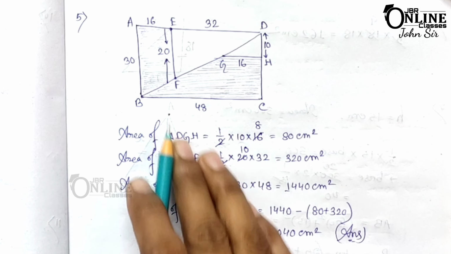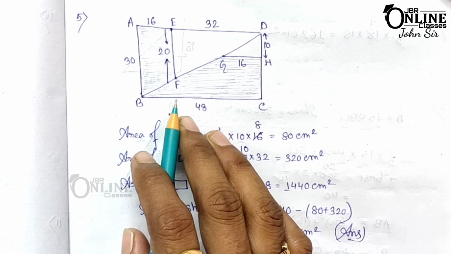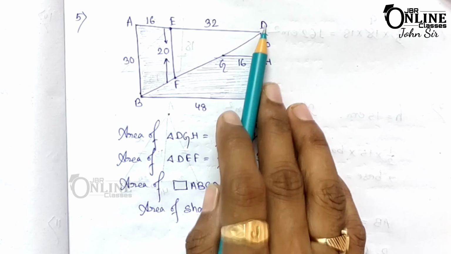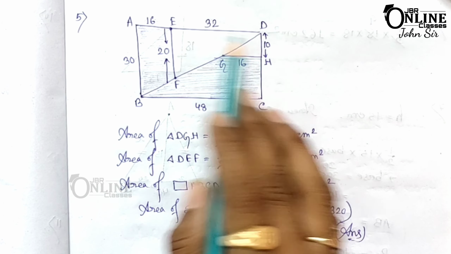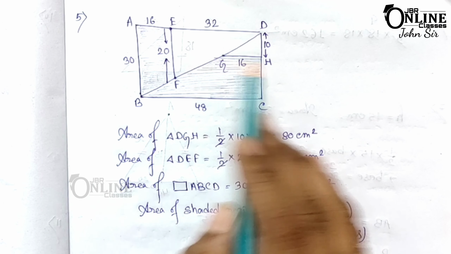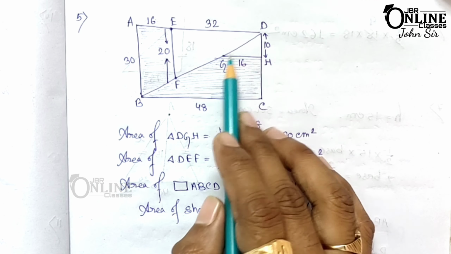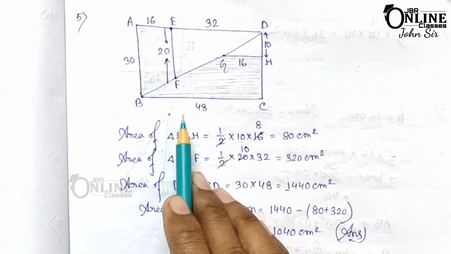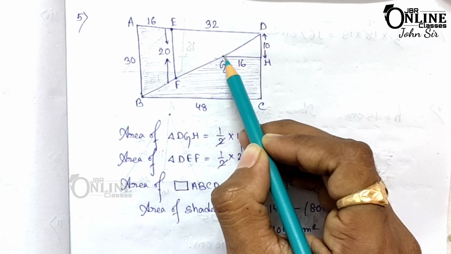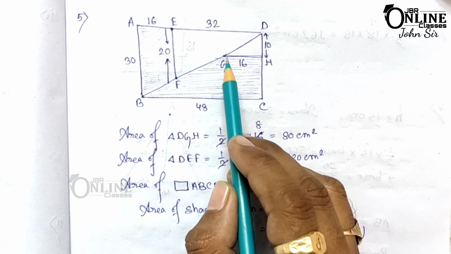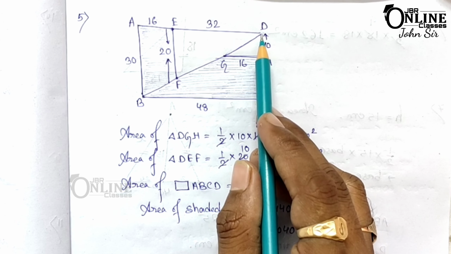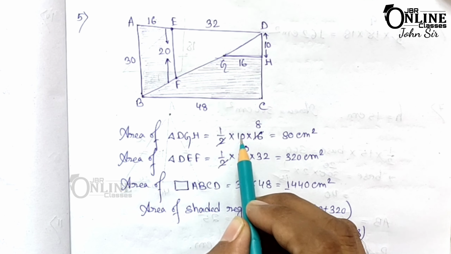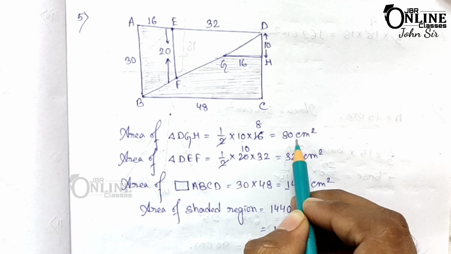Now sum number 5. Calculate the shaded area of each of the following. Here ABCD is a rectangle, and FDE is a triangle. Also DGH is a triangle, and this portion is the shaded region. First find out the area of this triangle DGH. Here GH equal to 16 and DH equal to 10. So 10 means base, 16 means height, so half into base into height becomes 80 centimeter square.